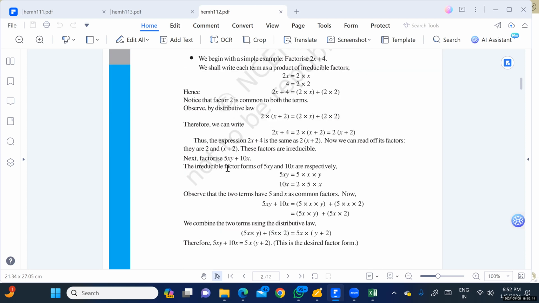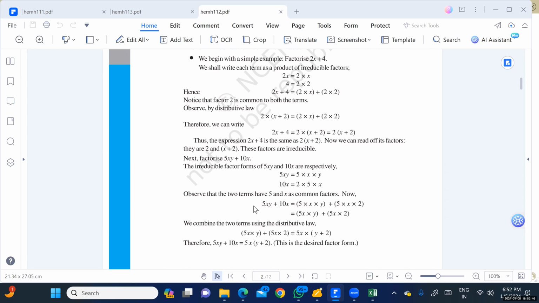Next, let's factorize 5xy plus 10x. To get the irreducible factor form of 5xy and 10x, we are doing the same thing. We are taking the 5xy and breaking it into 5, x and y. We are taking the 10x and breaking it into 2 into 5 into x. This is very simple. Correct, Himangi? Yes, sir. This is also very simple, right?